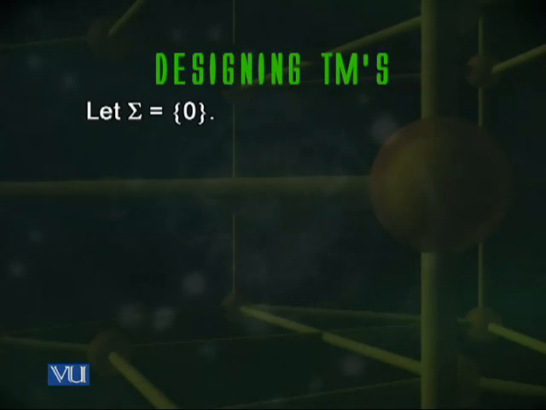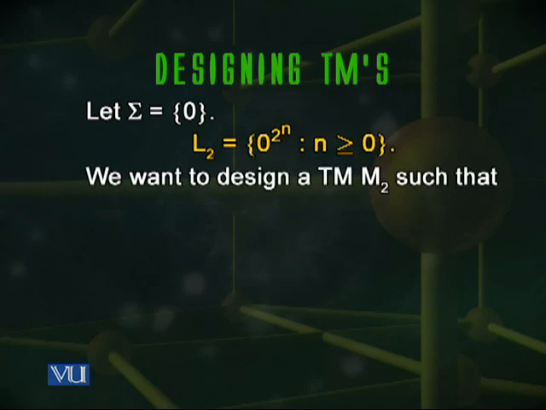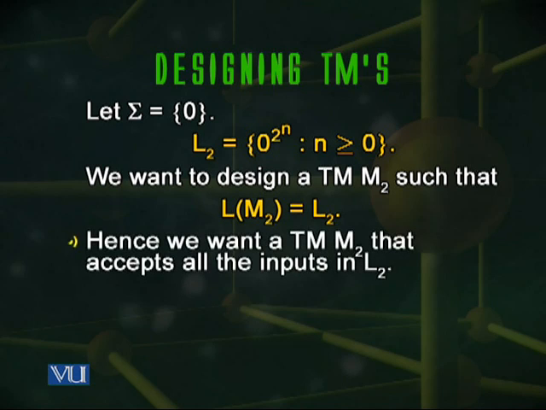Let us take sigma to consist of only one symbol 0, and let us say that L2 is the set of all strings 0 to the 2 to the n such that n is greater than or equal to 0. We want to design a Turing machine M2 such that L of M2 is equal to L2. Hence, we want to design a Turing machine M2 that accepts all the inputs in L2 and rejects all the inputs that are not in L2. So we want M2 to be a decider.